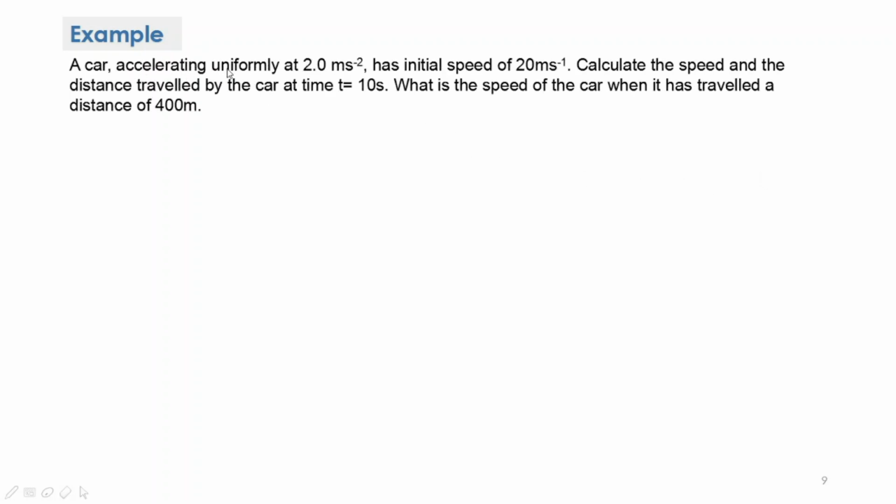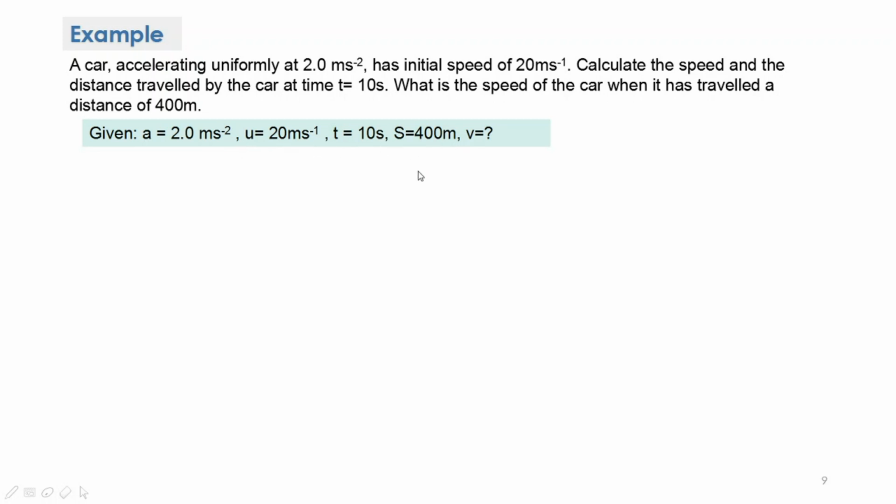This is a simple example. A car accelerating uniformly at 2.0 meters per second squared at an initial speed of 20 meters per second. Calculate the speed and the distance traveled by the car at time equal to 10 seconds. What is the speed of the car when it has traveled a distance of 400 meters? Before starting to do the question, it is good to list down the parameters as given.